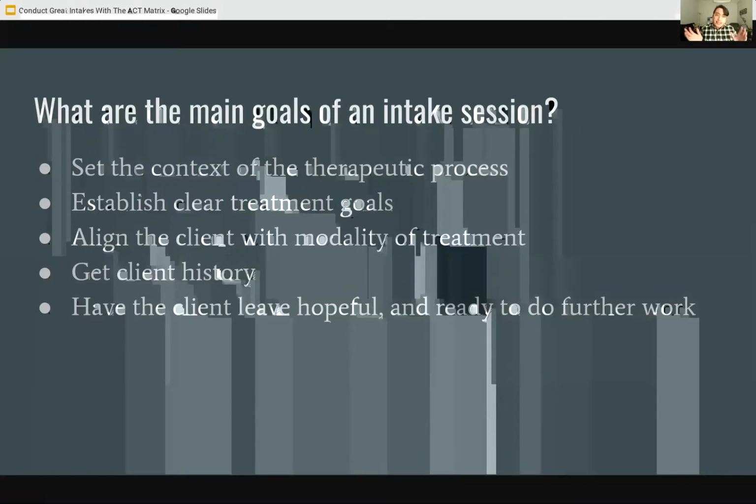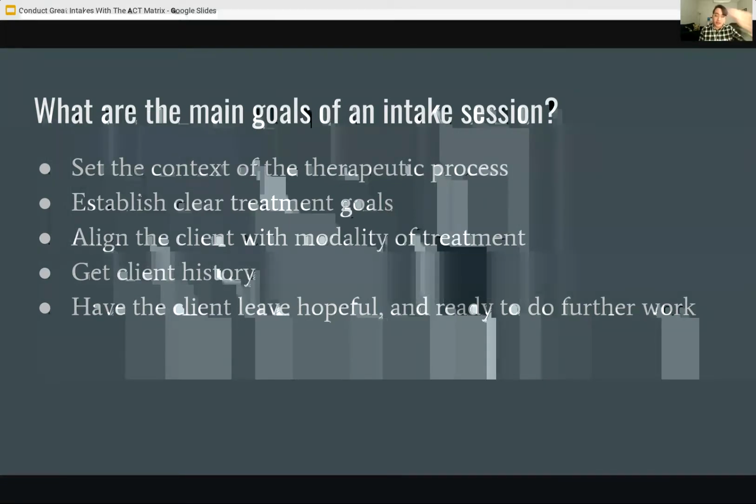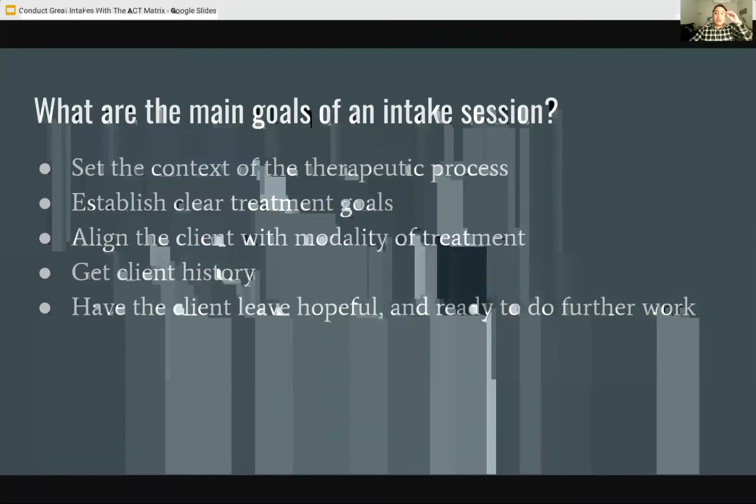So we really want to tailor the intake session to best accommodate the needs of both the clinician and the client. So what are those needs? Broadly, an intake session should have these 5 goals.